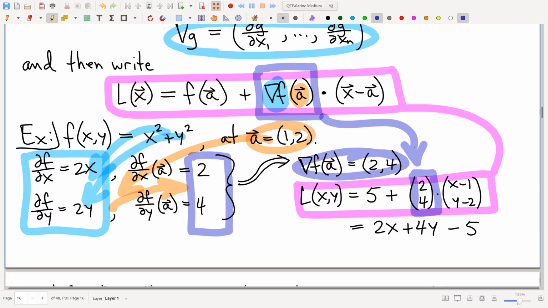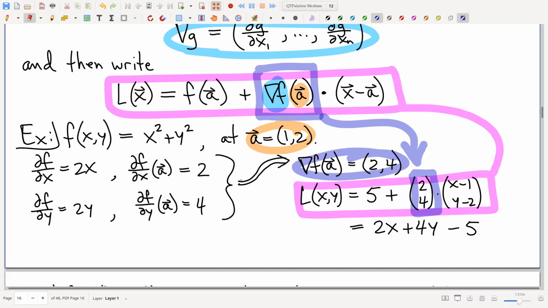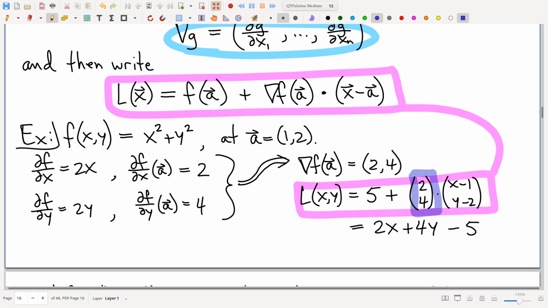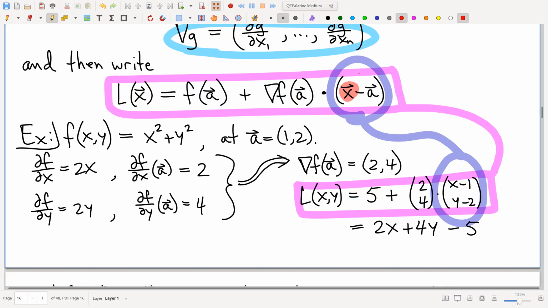And the last thing is the x minus A. So again, you've got to write it down. X minus A is that, and you can see the x has coordinates x and y, and then the A has coordinates 1 and 2. So that's x minus A.